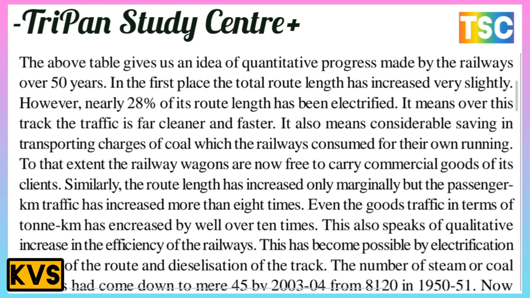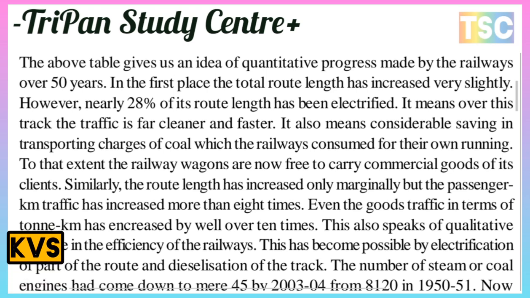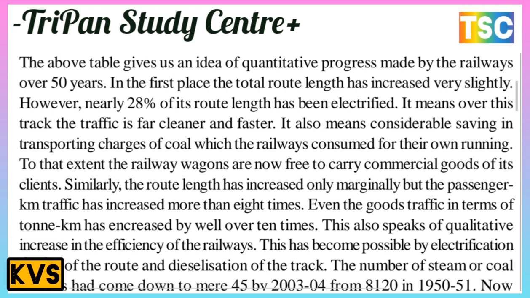In the first place, the total route length has increased only slightly. However, nearly 28% of its route length has been electrified. It means over this track the traffic is far cleaner and faster. It also means considerable savings in the transport charges of coal which the railway consumes for running its engines. To that extent, railway wagons are now free to carry commercial goods.